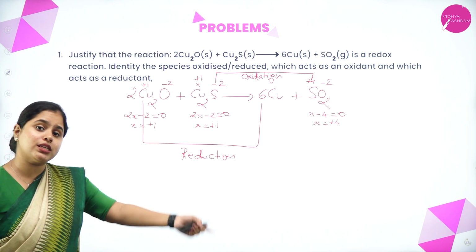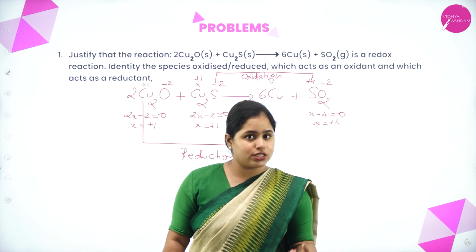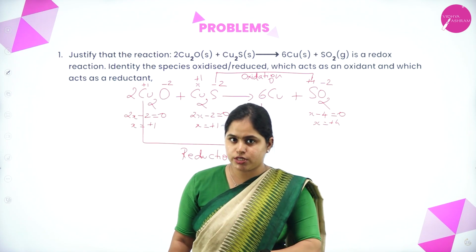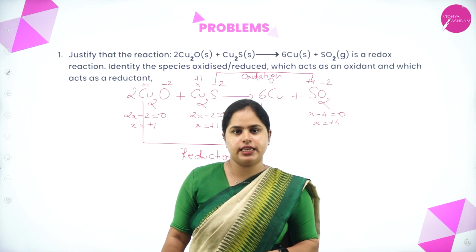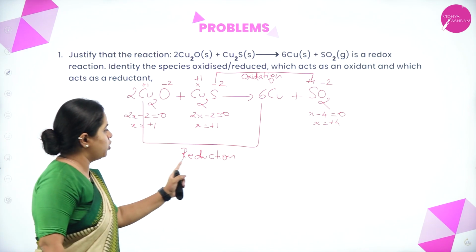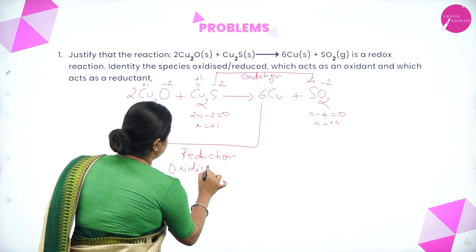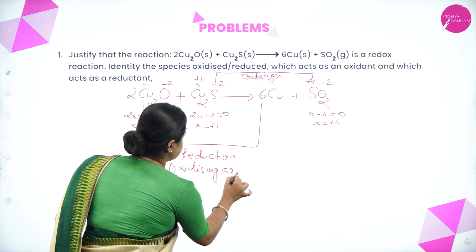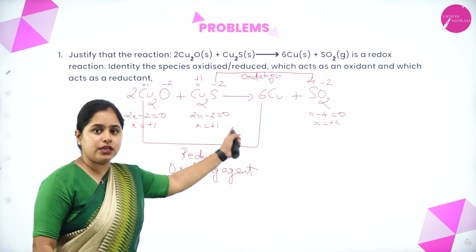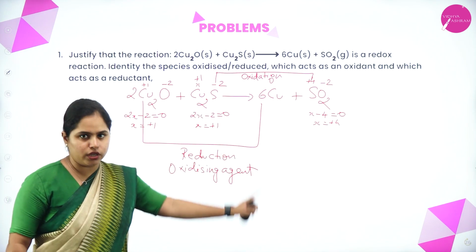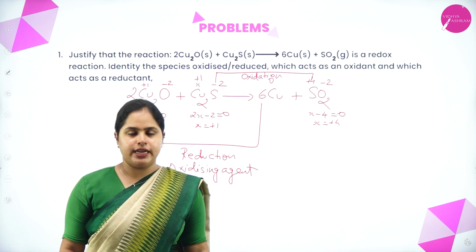And which is the oxidant and reductant here? Which is undergoing oxidation, that will be the reducing agent, and which is undergoing reduction, that will be the oxidizing agent. So we know that copper is undergoing reduction. So this will be the oxidizing agent. Which is the oxidizing agent? It is copper oxide. Now what is happening to sulfur? It is undergoing oxidation. So copper sulfide is the reducing agent. So I hope it is clear.